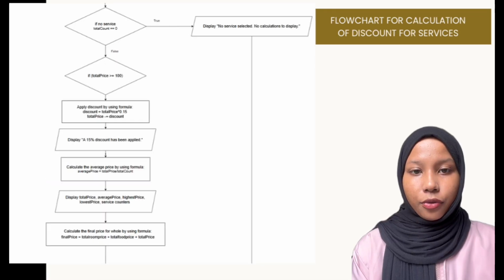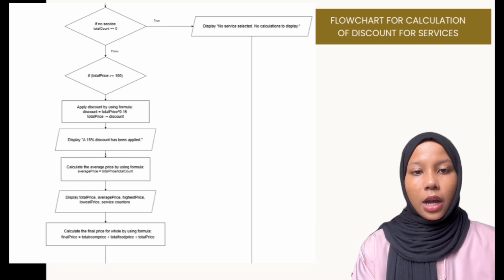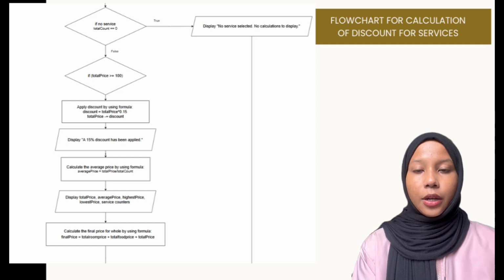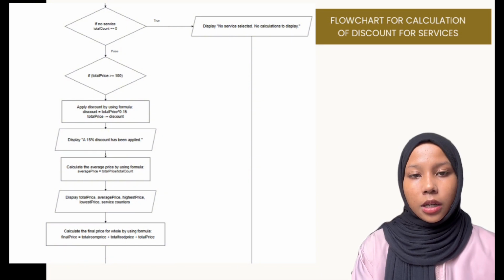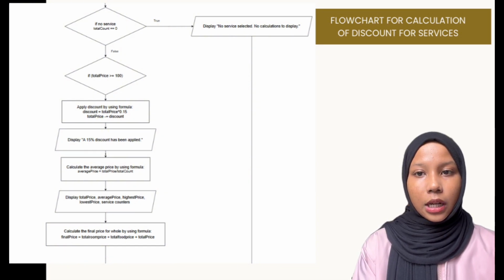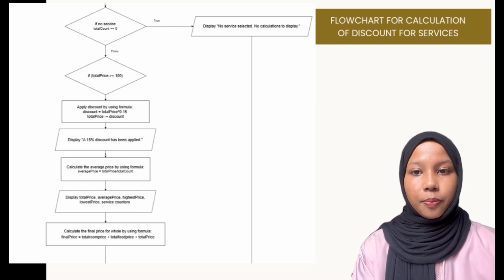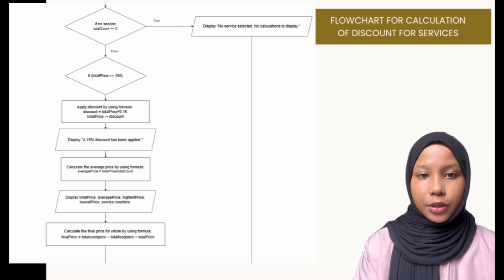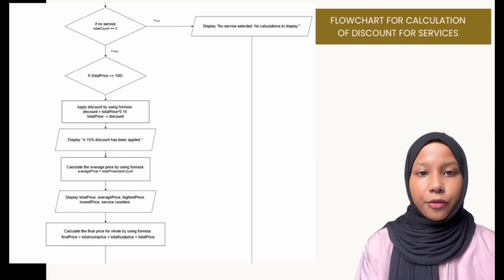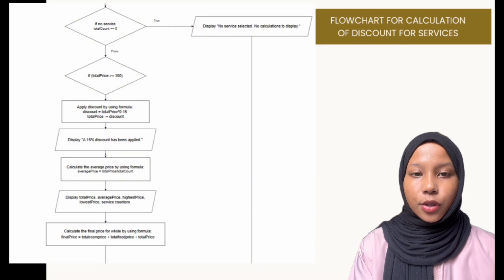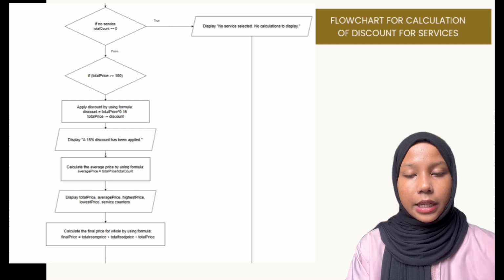Then, this is the flowchart for calculation of discount for service. If the total count equal to 0 is true, then the program will display no service selected, no calculation to display. Meanwhile, if the total count equal to 0 is false, then the program will calculate the discount if the total price is more than or equal to 100 ringgit. So the program will apply discount by using the formula discount equal to total price multiplied by 0.15, which is the discount, and the total price minus equal to discount. The program will then display a 15% discount has been applied.